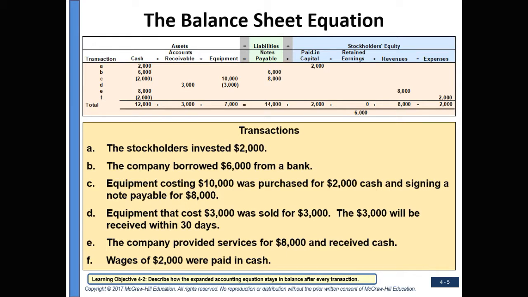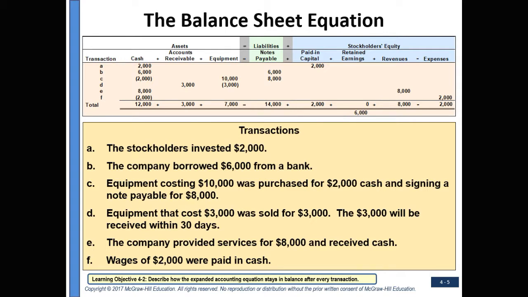Transaction A, stockholders invested $2,000, results in an increase of $2,000 in cash and paid-in capital accounts. Transaction B, the company borrowed $6,000 from a bank, results in an increase of $6,000 in cash and $6,000 to notes payable accounts.